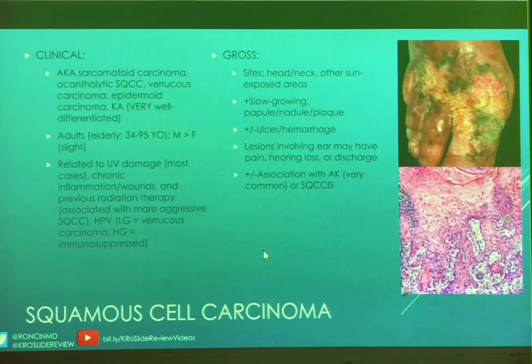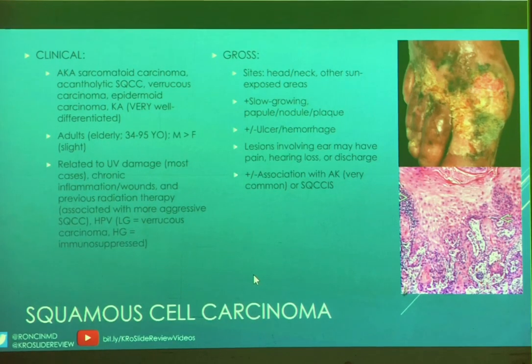Hey, look, our friend HPV is back. Low grade is verrucous. High grade, you'd think about immunosuppressive patients. Grossly, not different from anything else. Head, neck, sun exposed areas, unless you're looking at a chronic wound, then it would be the site of the chronic wound. These are slow growing lesions that tend to be either papules, nodules, or plaques.